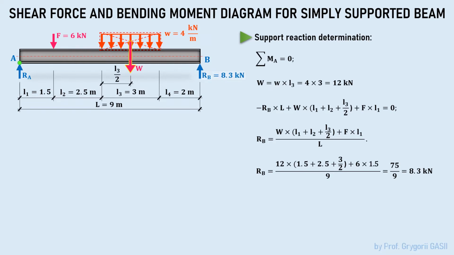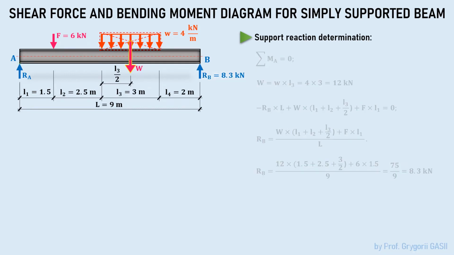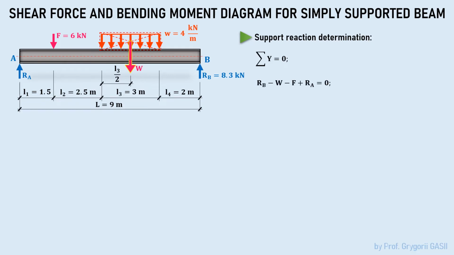Now, let's determine the support reaction at point A. In this case, the equilibrium equation for the shear force is used. Let's write this equation. As we can see, this is an equation with one unknown value. This is the value of the support reaction at point A. So, we can easily determine its value. Let's write down and solve the formula for the support reaction at point A. We got that the support reaction at point A is 9.7 kilonewtons.